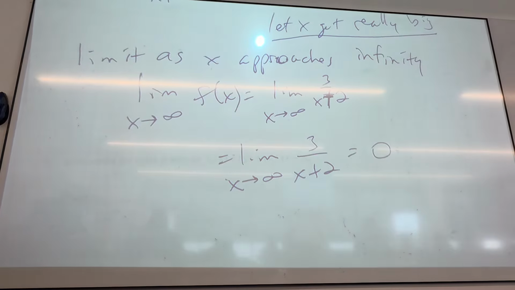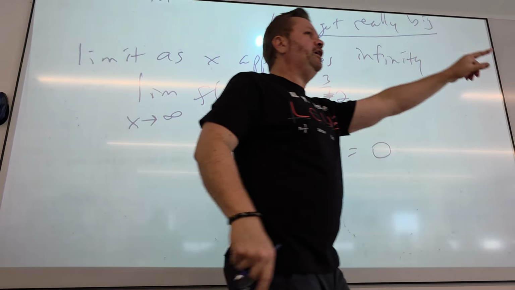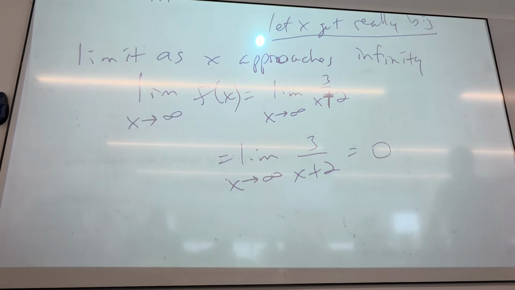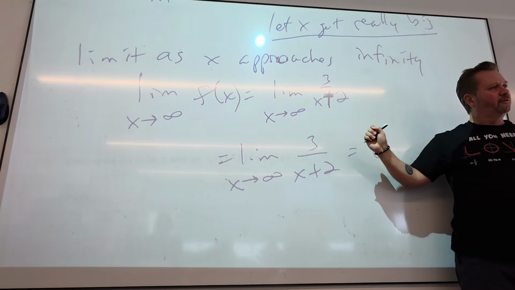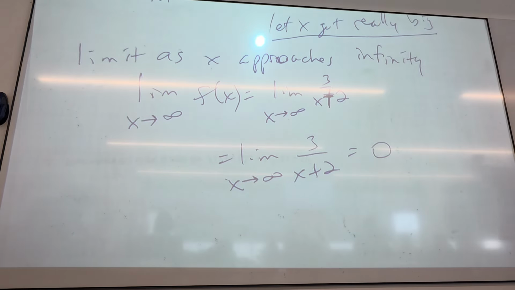0. Does the function ever equal 0? What's the only way a fraction can equal 0? If the top is 0. What's the top? For any input, what's the top? 3. So can the function equal 0? No. Can the function get as close to 0 as you want? Yes. So that is exactly what an asymptote is. It can never get there, but it can get as close as you can imagine.